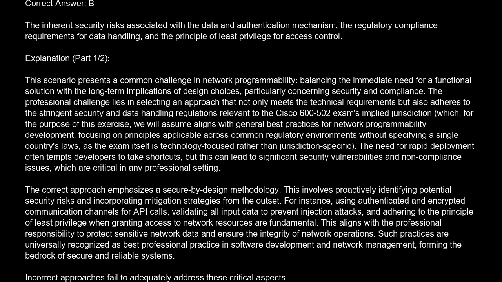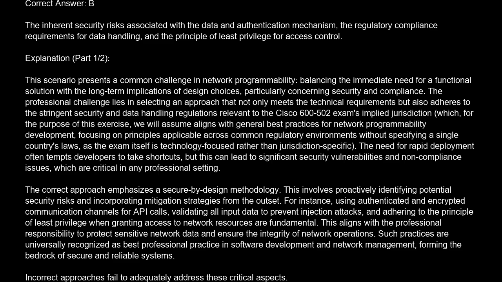The need for rapid deployment often tempts developers to take shortcuts, but this can lead to significant security vulnerabilities and non-compliance issues, which are critical in any professional setting. The correct approach emphasizes a secure-by-design methodology. This involves proactively identifying potential security risks and incorporating mitigation strategies from the outset.